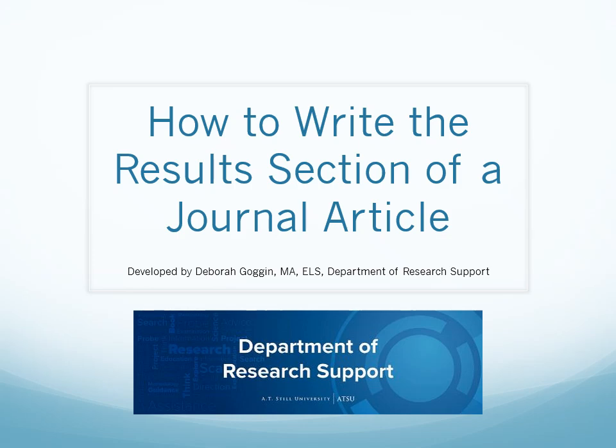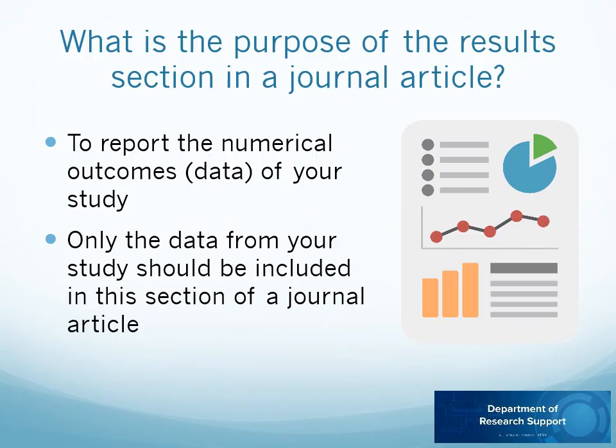In this presentation, I will explain how to write the results section of a journal article. So what is the purpose of the results section of a journal article? The results is for reporting the numerical outcomes of your study. Only this data should be reported in the results section.